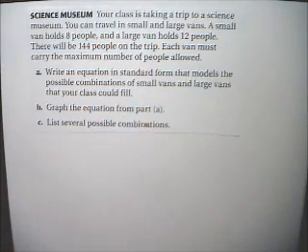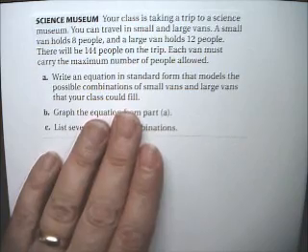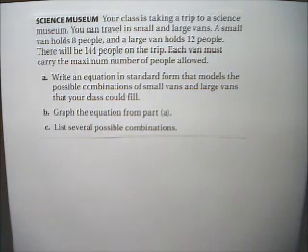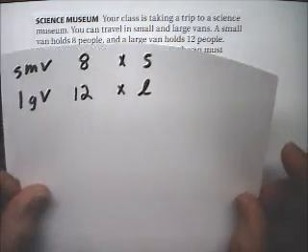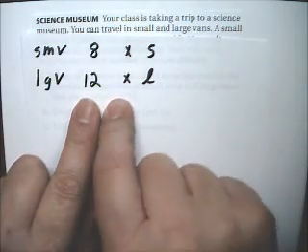And we have to write an equation in standard form that models the possible combinations of small vans and large vans. And then we have to graph it, and we have to list several combinations. I think this is mostly what's going on.